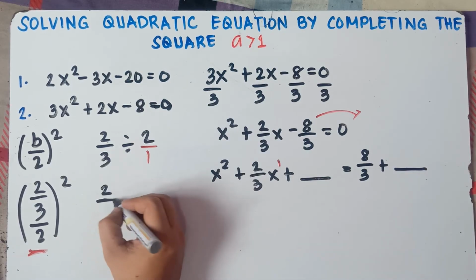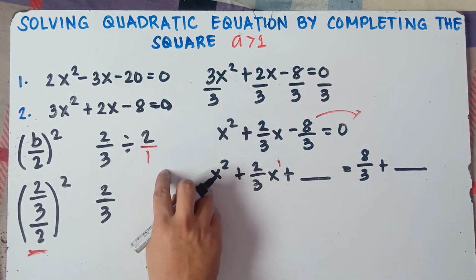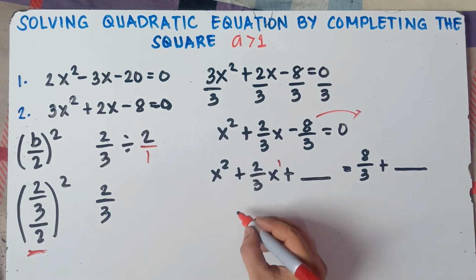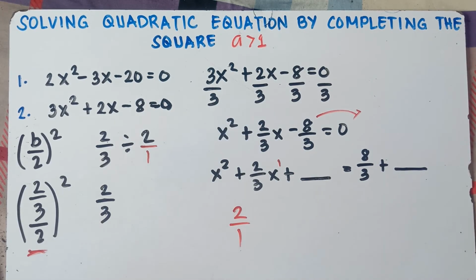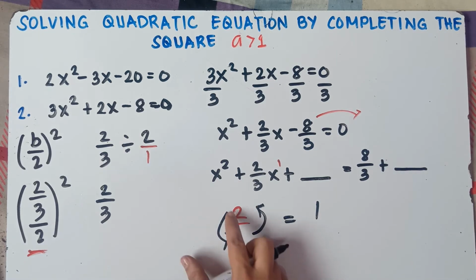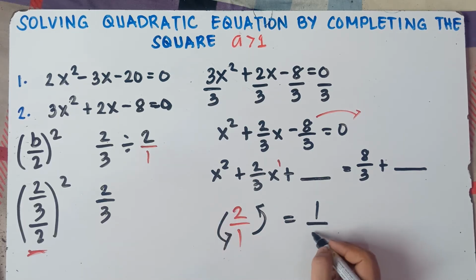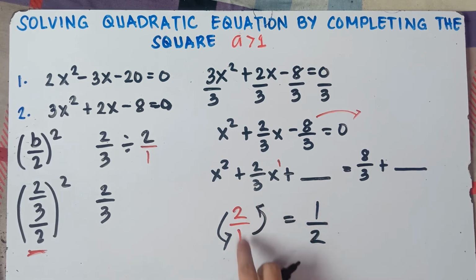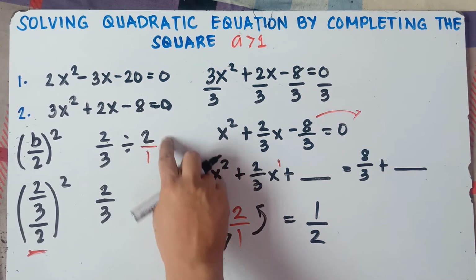So this will be 2 over 3. We cannot divide. We get the reciprocal of the divisor. This is our divisor, 2 over 1. So 2 over 1, get the reciprocal. To get the reciprocal, class, this 1 will be the numerator, and this 2 will be the denominator. Just simply flip, class. So that will be 1 over 2. The reciprocal of 2 over 1 is 1/2.